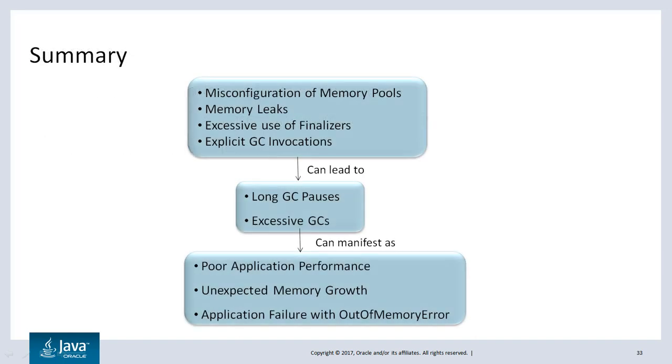To summarize, here's what we have learned in this lesson. Misconfiguration of memory pools, memory leaks, excessive use of finalizers, and explicit GC invocations are some of the primary causes of memory problems in Java applications. These causes can lead to long GC pauses or excessive GCs in Java applications, which can then manifest as performance problems, unexpected memory growth, and application failure with out-of-memory errors.